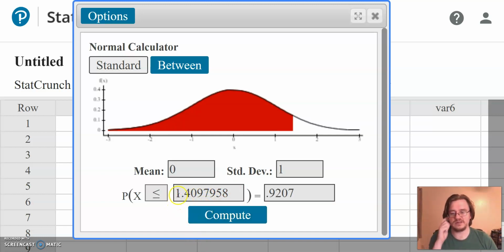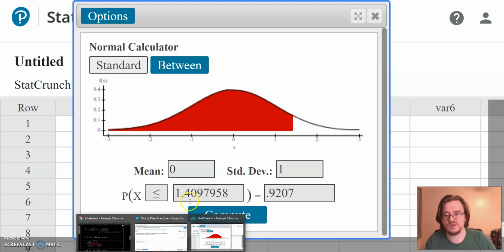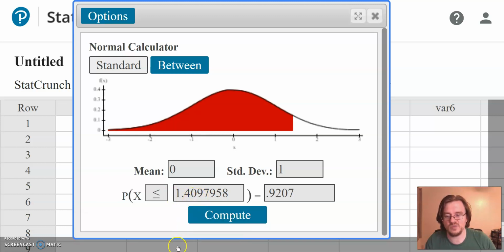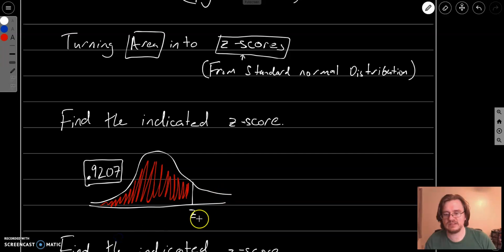When I ask it to compute, it will tell me what the z-score is. If I round, this z-score is going to be 1.41.